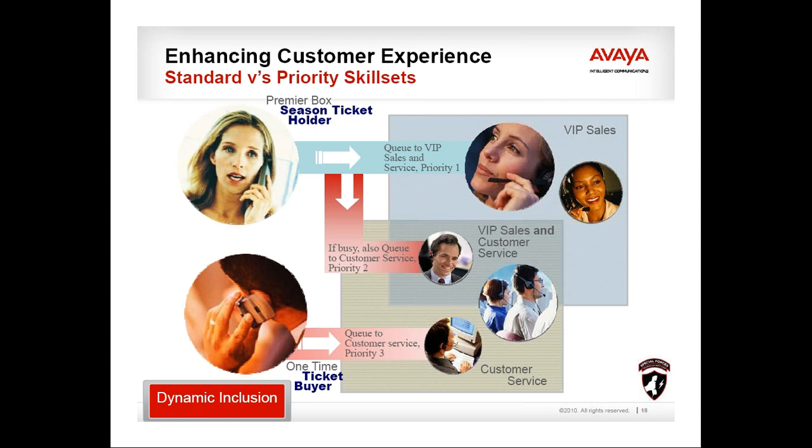Now, if you also notice that we have, let's just say the queue to VIP is busy, then there's an overflow queue here for the priority caller that would go to customer service priority 2, and notice that your one-time ticket buyer is still priority 3. So in this call flow, your season ticket holder is still going to get priority service versus a one-time ticket buyer. Again, you want to make the best customer experience possible, and especially if you have a revenue-generating call like a season ticket holder, you would want that served as a priority customer versus a one-time ticket buyer.